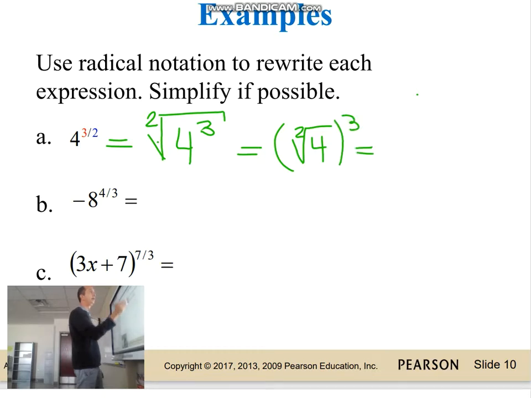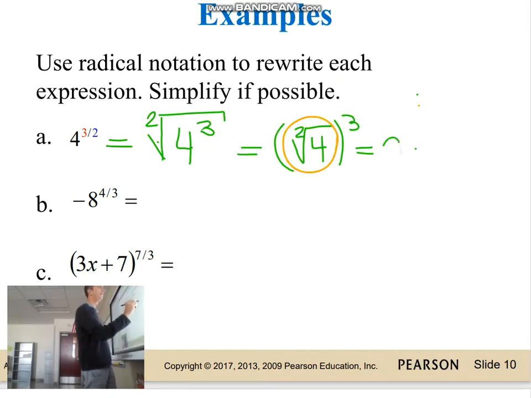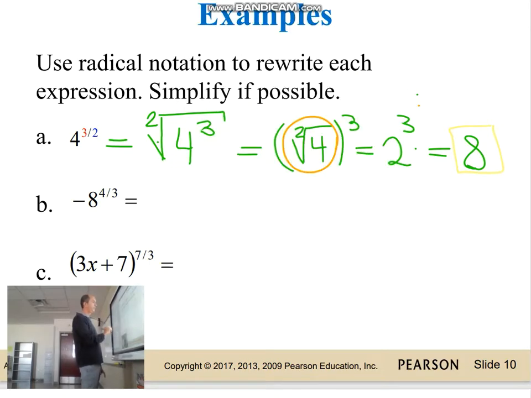And you can write it as this, the same thing, and this will be helpful because we can solve first the square root of 4, which is 2. Now we use the exponent 3: 2 cubed equals 8. Okay? Now let's check the next one, and we have negative 8 exponent 4 over 3.